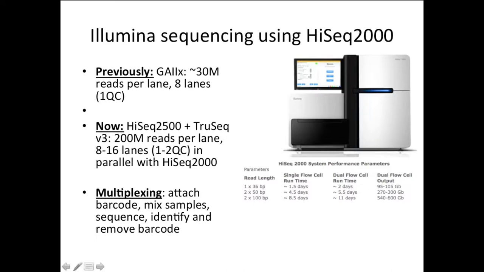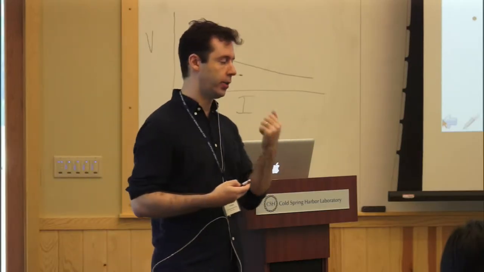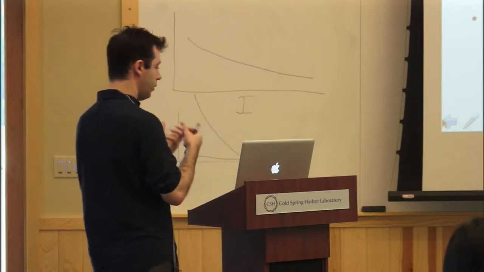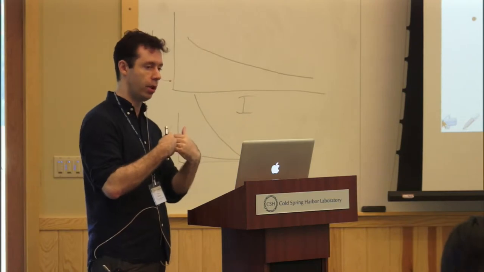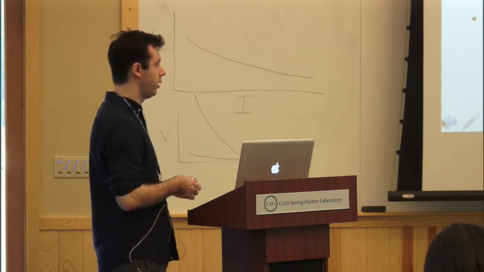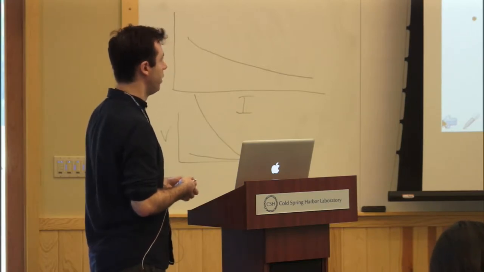You usually use one lane for quality control. You sequence phage DNA, for example, that allows you to calibrate your calling. This is DNA whose identity is known, and therefore that allows the machine to calibrate the nucleotide calling.